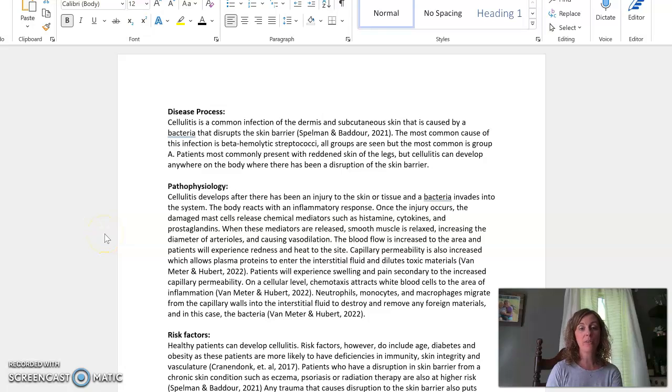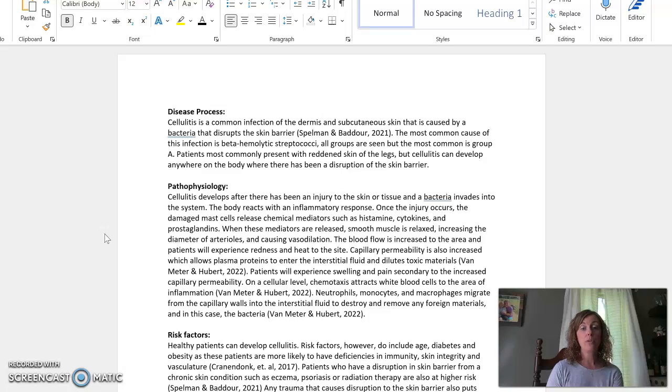I'm here today to talk about cellulitis. Cellulitis is a common infection of the dermis and subcutaneous skin that's caused by a bacteria that has disrupted the skin's barrier. The most common cause of this infection is beta hemolytic streptococci, of which all groups can be seen, but the most common is group A strep.